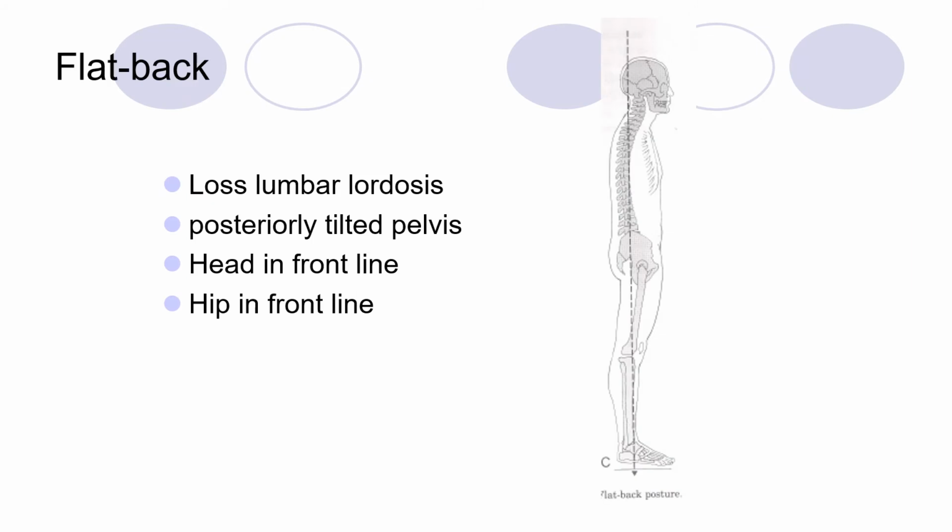Our next posture we'll be looking at is the flat back posture. As the name suggests, the back has a flattened profile in this particular posture. This is due to the loss of lumbar lordosis, which causes the pelvis to tilt posteriorly. It is also worth mentioning that the head and the hip is in front of the line of gravity compared to the ideal posture.